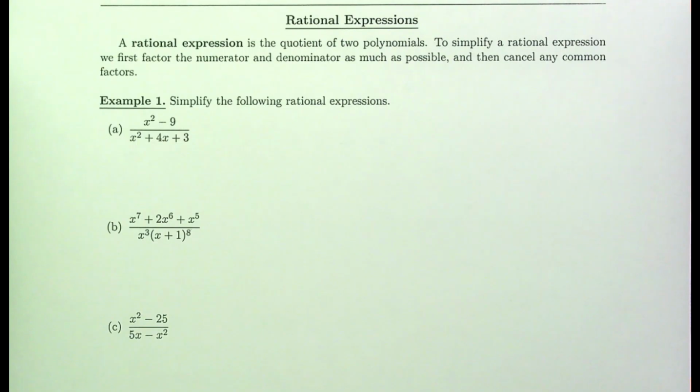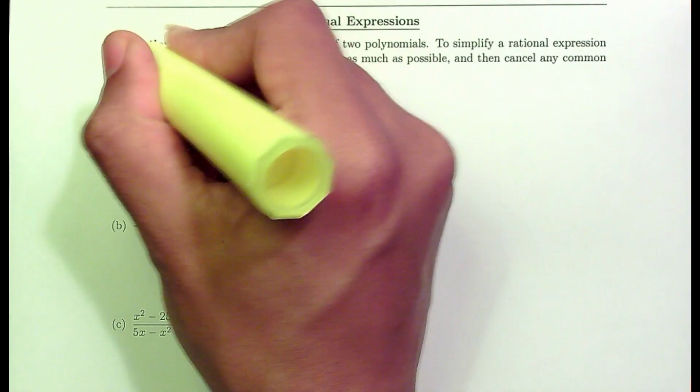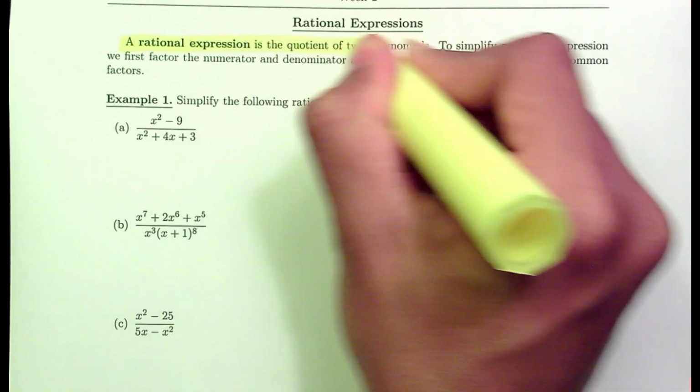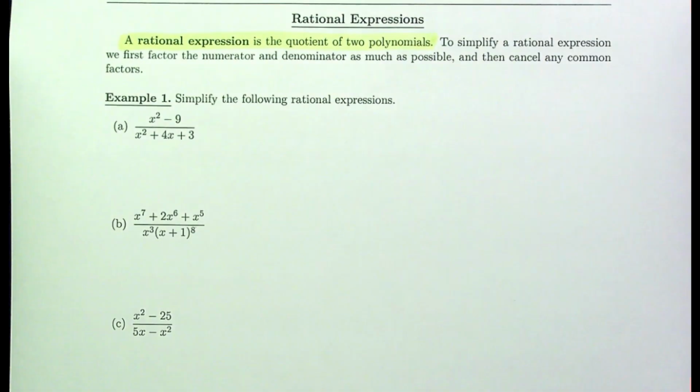Rational expressions. So what is a rational expression? A rational expression is just the quotient or division of two polynomials. That's a rational expression. That's all it is. When you have a polynomial over a polynomial.